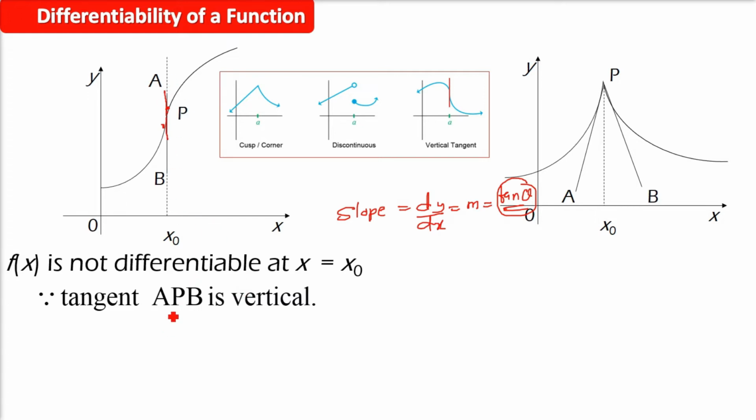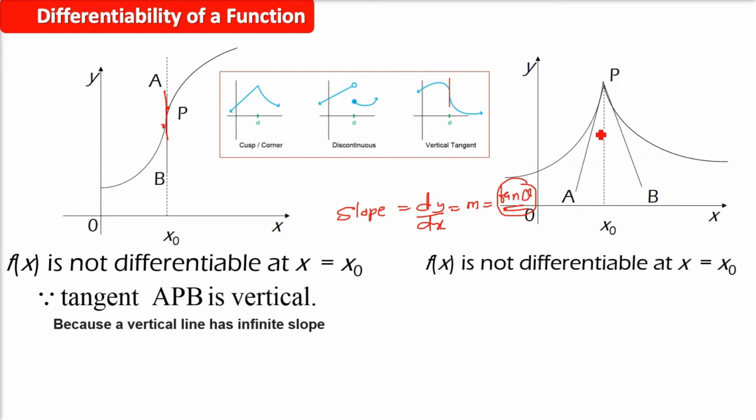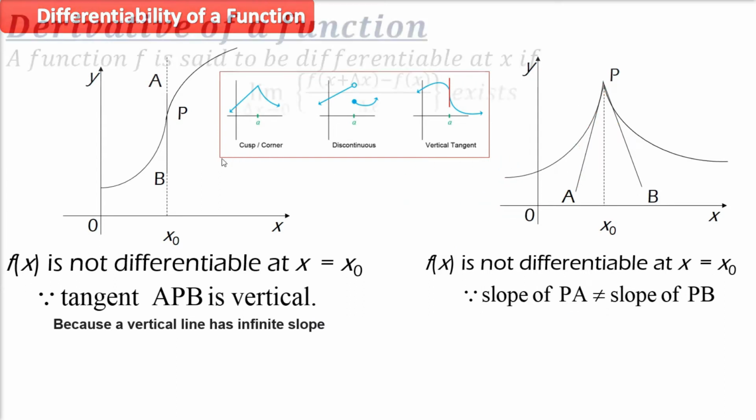So when we have a vertical tangent, because the vertical line has infinite slope, this function is not differentiable. Why is this function, the right one, not differentiable at x equals x0? Because if we just go a step back, the tangent will be PA. The tangent just a step afterwards, PB, will be different. So the slopes are not equal. And the basic idea is that the slopes have to be equal, and they ought to fall on the same line along with the limit. The limit should exist and it should be equal.